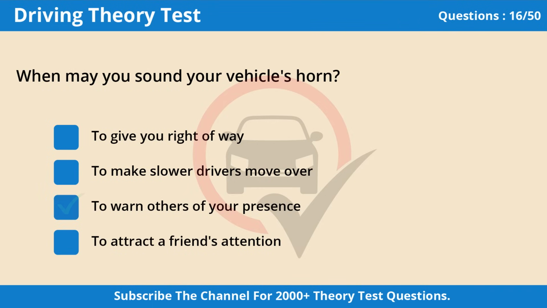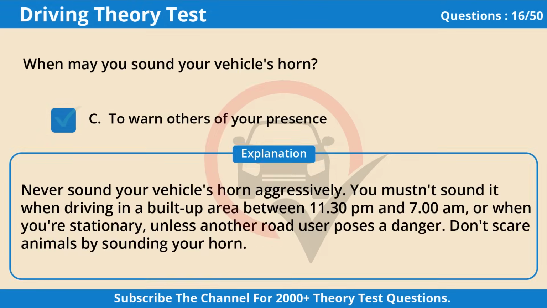C. To warn others of your presence. Never sound your vehicle's horn aggressively. You mustn't sound it when driving in a built-up area between 11:30 p.m. and 7 a.m., or when you're stationary, unless another road user poses a danger. Don't scare animals by sounding your horn.